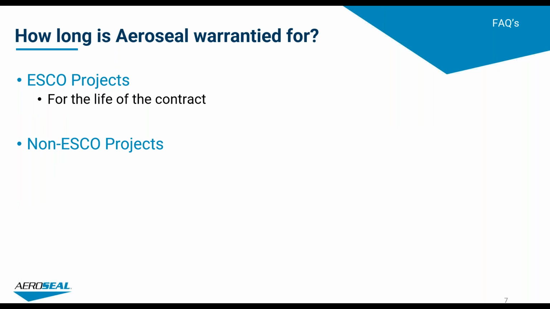So Aeroseal has a 3-year warranty for our commercial products. However, we have approval to extend that warranty in all ESCO projects for the life of the contract with your customer. That means that there's not just no maintenance involved, but if there's any issues that come up for the life of your contract, we're there to support you in that.